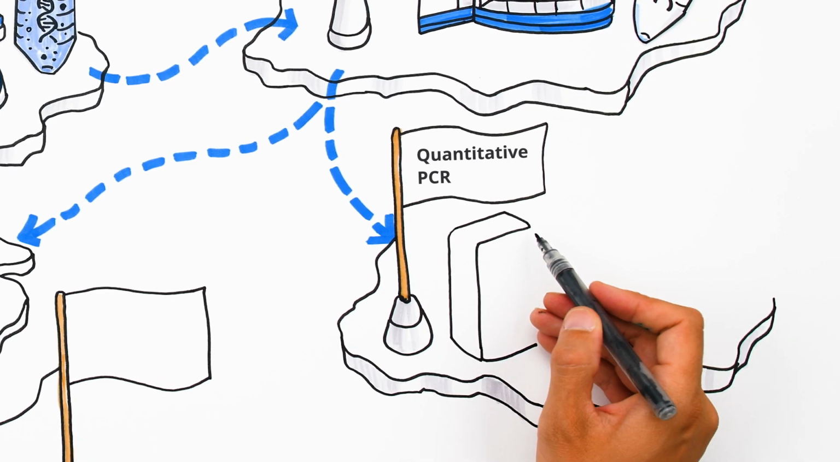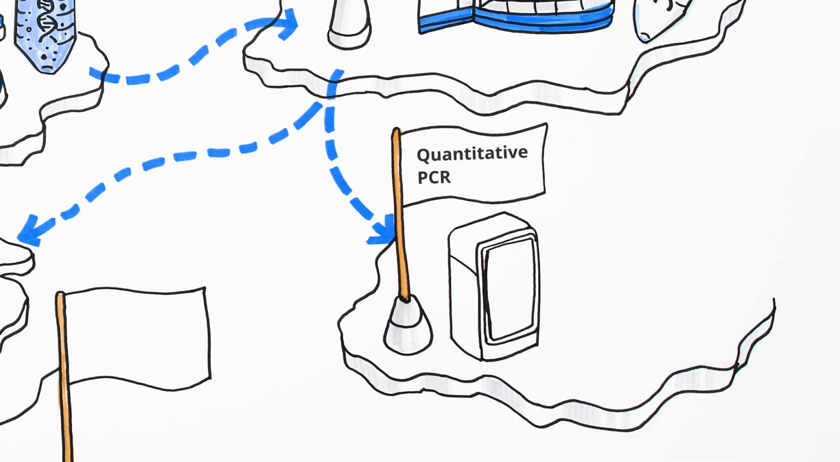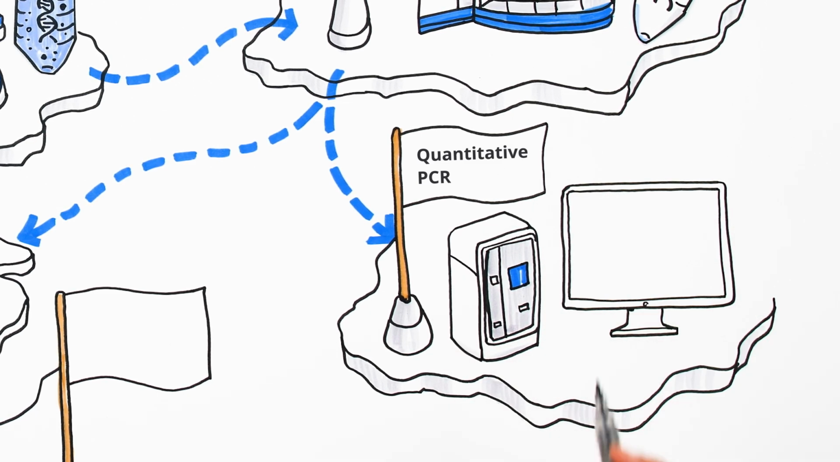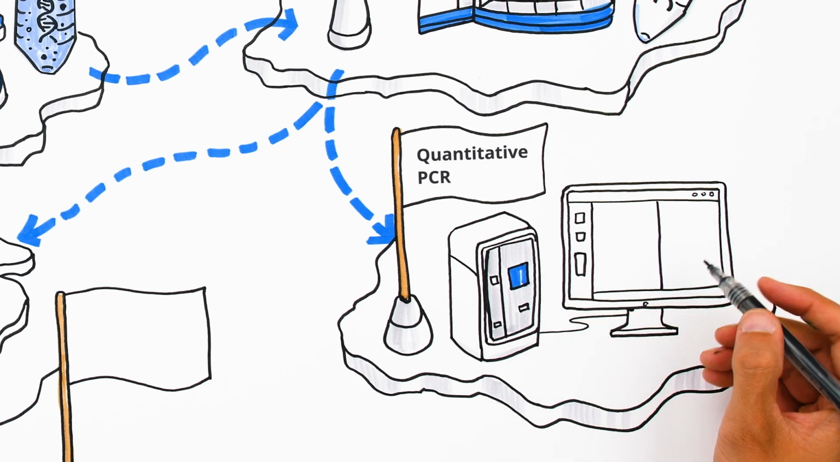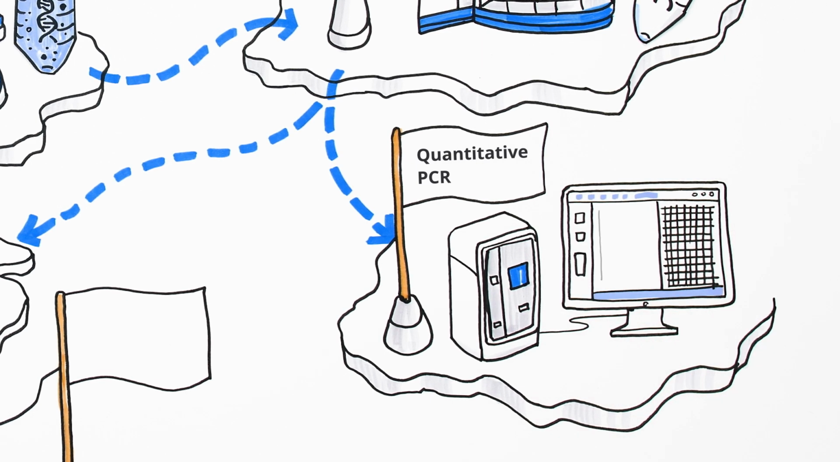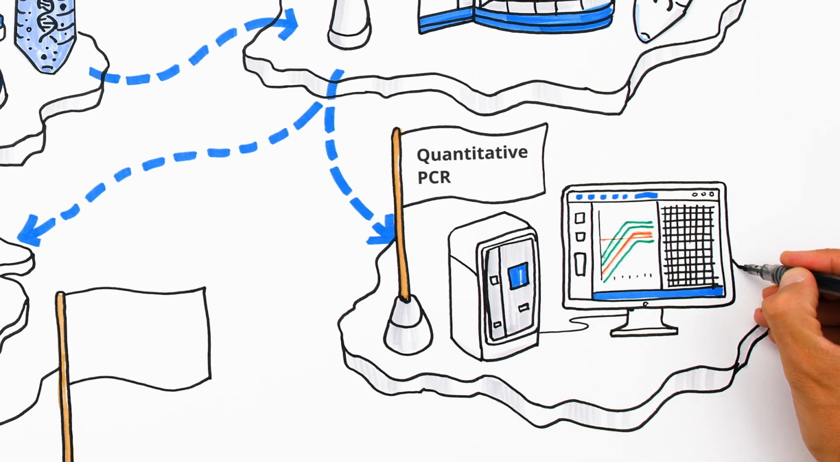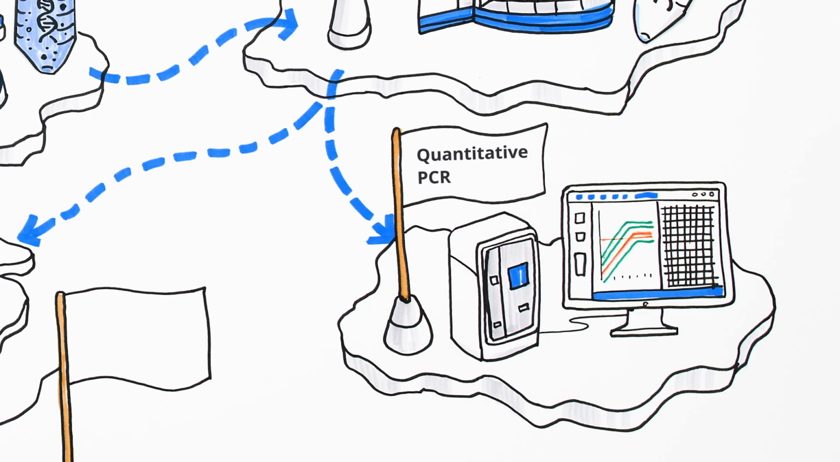If we're interested in a specific organism, we use quantitative PCR. This technique can monitor the real-time presence and amount of a specific DNA sequence during the PCR amplification, similar to how it was used during the COVID pandemic for diagnostics.